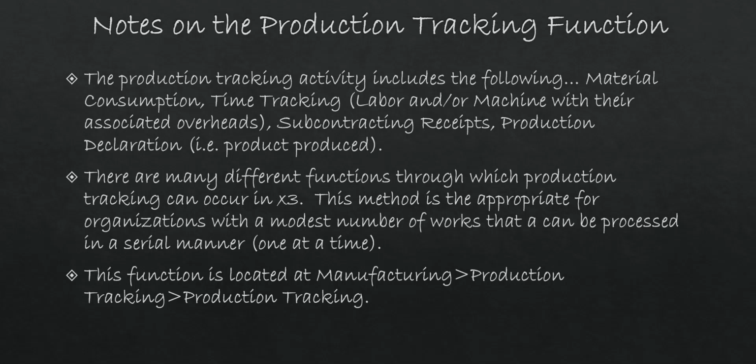Okay, so within X3, there's a lot of different ways by which the production tracking is going to occur. And the method that we're going to review in this lesson is kind of like the base production tracking function, and it's appropriate for organizations that maybe are processing a relatively modest number of work orders, and those work orders can be processed kind of on a serial basis, one at a time. And the function that we're going to be looking at here is the respective menu path. It's under manufacturing, production tracking, production tracking.